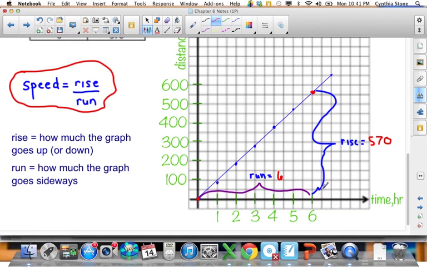So again, finding rise is just how much the graph moves up or down between any 2 points. I'm choosing the first and last points, but the reality is if I chose this point and this point, I would get the same speed because it's a straight line. But for us, we'll just go, first and last point. Okay? And our run is 6. So then when I calculate speed, all I do is say, well, I know it's rise over run. My rise is 570, and my run is 6. So put that in your calculator, 570 divided by 6. I won't do that in my head.